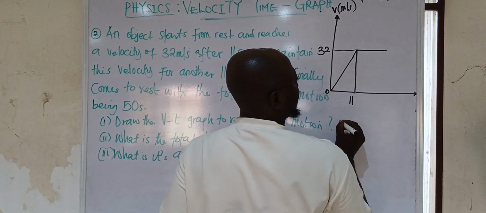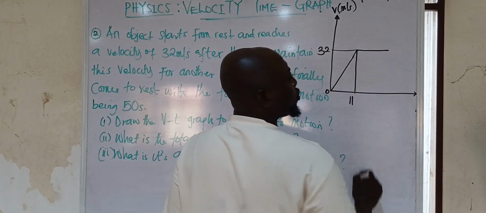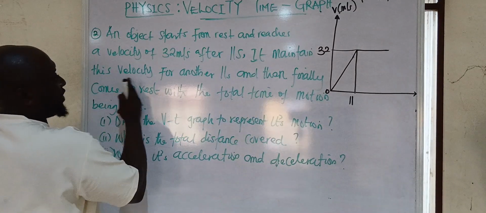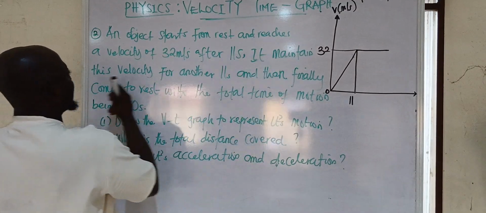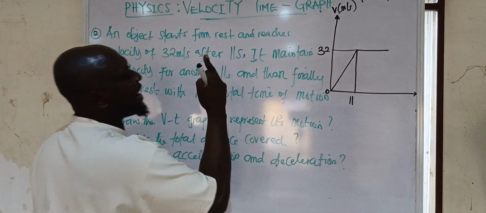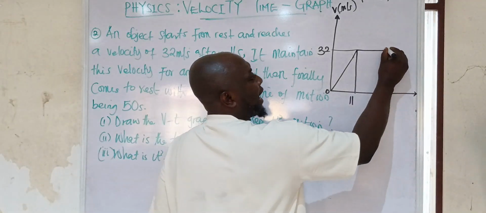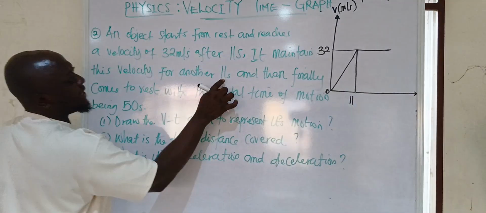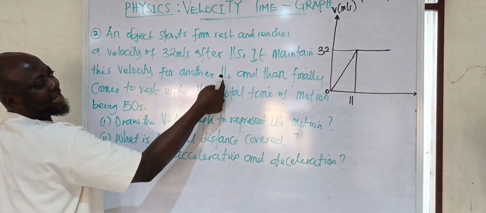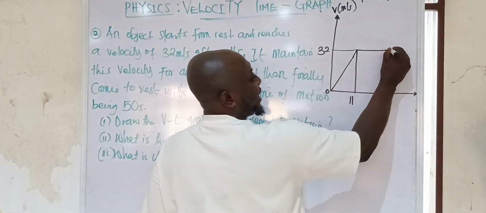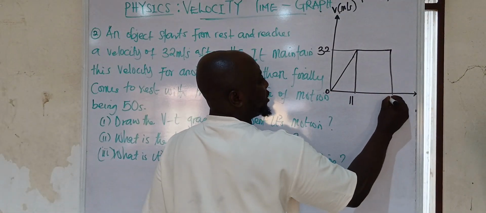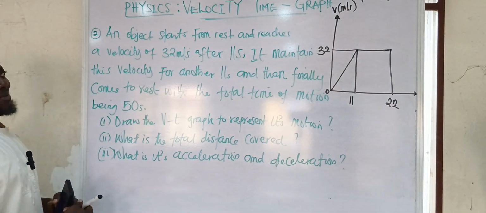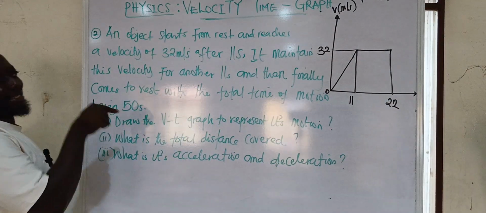So from this point, what do we know? We know that they said it maintained this velocity for another 11 seconds. So I told you that the time should be added. That means we are adding this 11 seconds to this 11 seconds. This is 11 and this is 11. So the next time here becomes 22. That's our next time. And then finally it comes to rest.